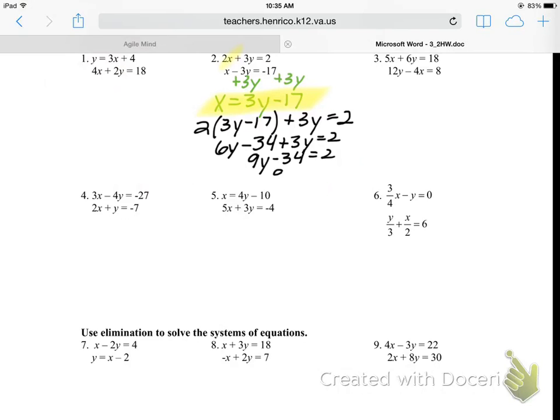So what's 9y the same thing as? 9y equals 36. Good. So what's y? Y equals 4. Y is 4. Good.